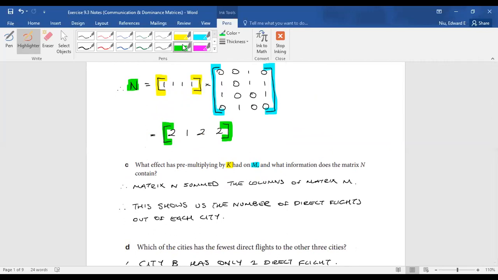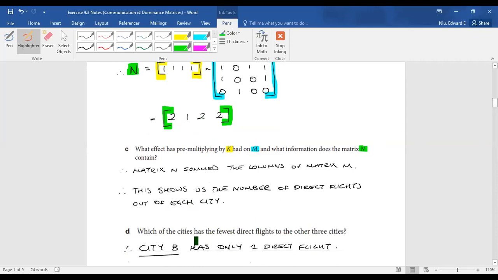So as we were saying, matrix N tells us the total of each column's values. So matrix N here sums the columns of matrix M. This shows us the number of direct flights out of each city. For example, this 2 here tells us there's 2 direct flights out of the city of Arcton to the other 4 cities. All right, so on and so forth. So there's 1 flight out of B, 2 flights out of C, 2 flights out of D.